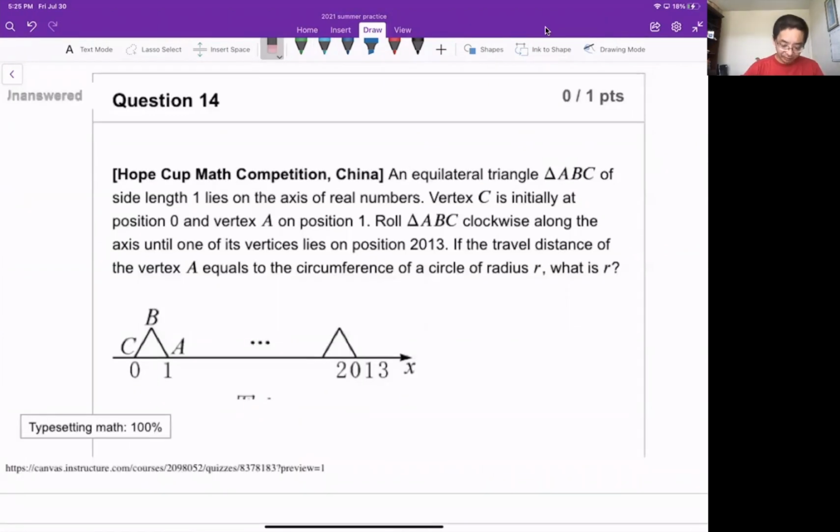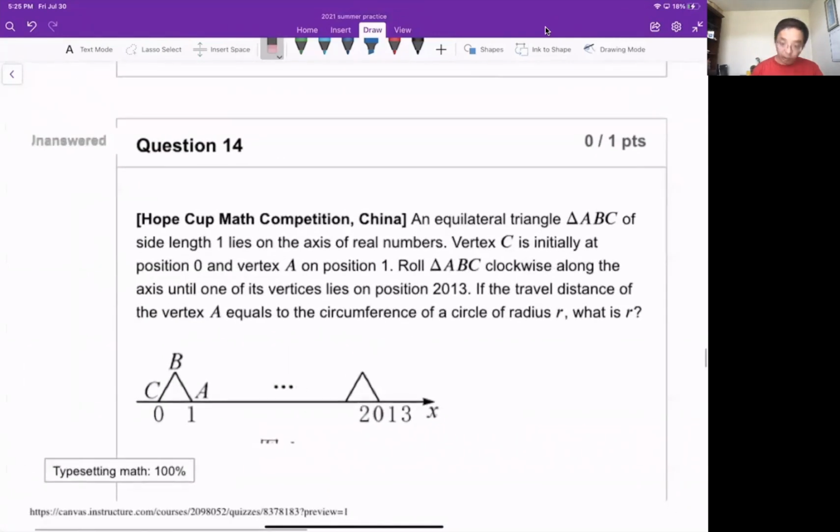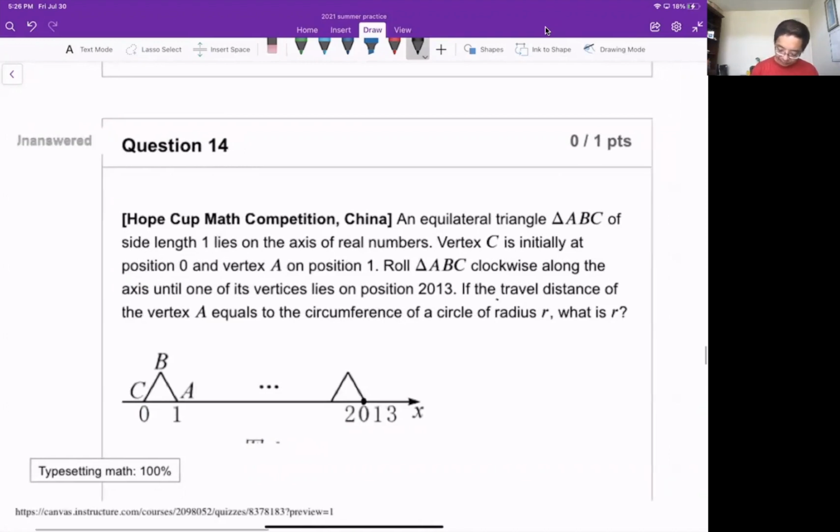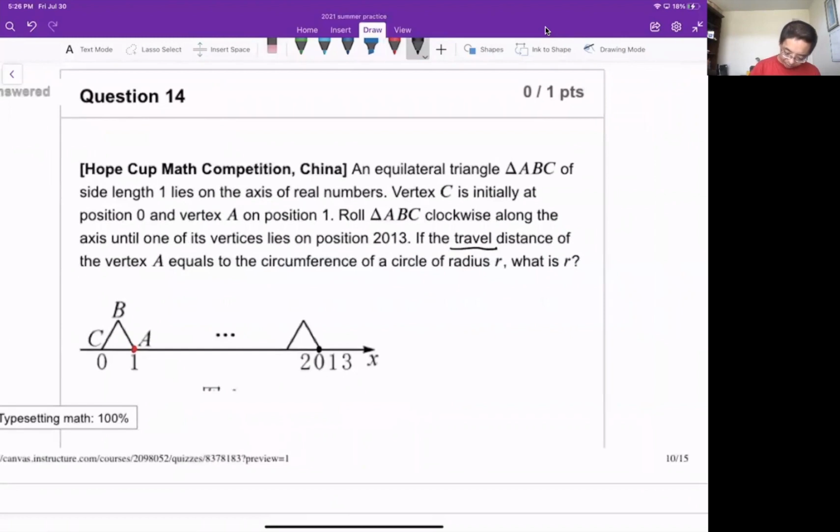Question number 14. Here we have equilateral triangle ABC on a real axis, and then we roll this triangle ABC clockwise until one vertex reaches the position 2013. Basically we just need to find the travel distance of the vertex A. So this is the vertex A. We find the travel distance, then we convert the travel distance into the circumference of a big circle, and then identify its radius.